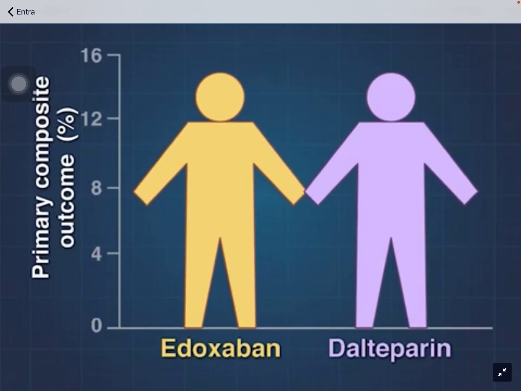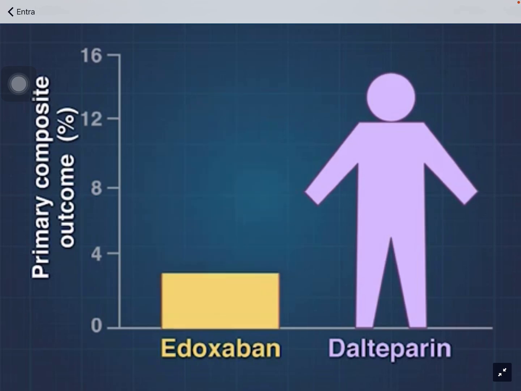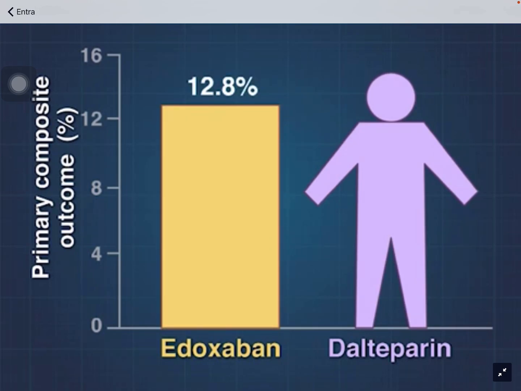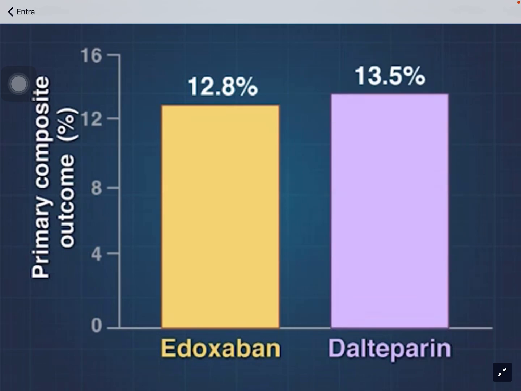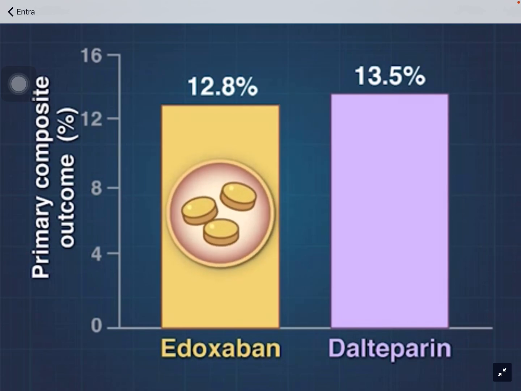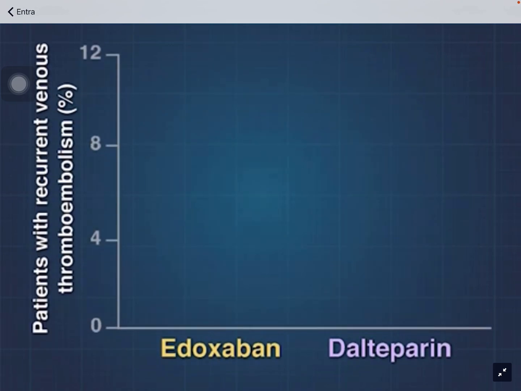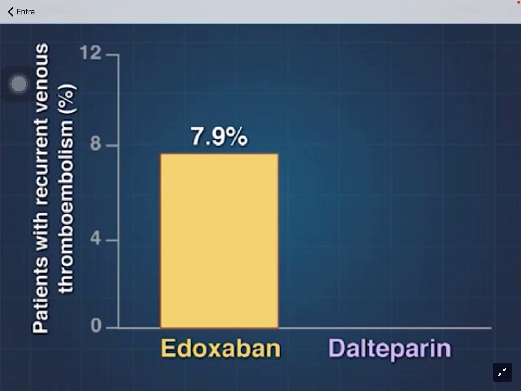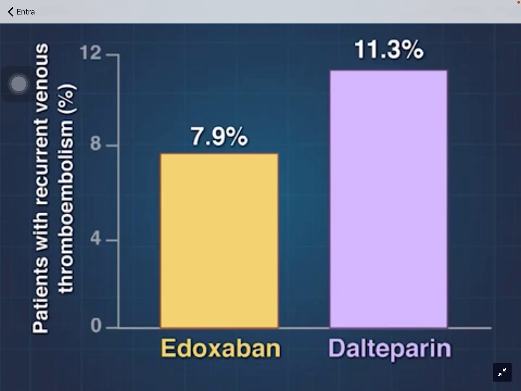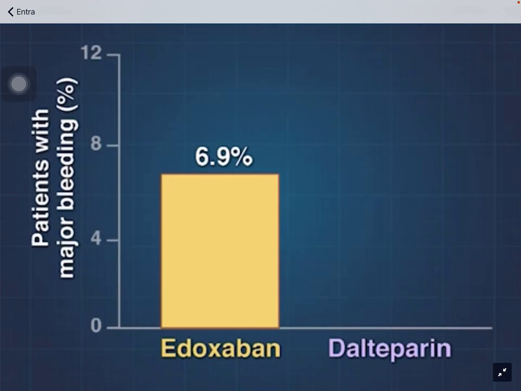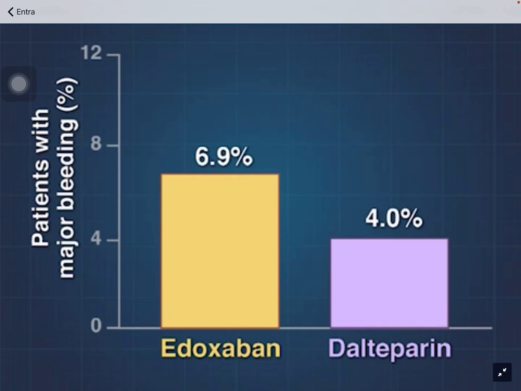The primary outcome, a composite of recurrent venous thromboembolism or major bleeding event during the 12-month follow-up, occurred in 12.8% of the patients receiving edoxaban, as compared with 13.5% of the patients receiving dalteparin. Statistically, this result demonstrated the non-inferiority of edoxaban to dalteparin, but did not demonstrate its superiority. Recurrent venous thromboembolism occurred in 7.9% of the patients receiving edoxaban, as compared with 11.3% of those receiving dalteparin, and major bleeding occurred in 6.9% of the patients receiving edoxaban, as compared with 4.0% of those receiving dalteparin.